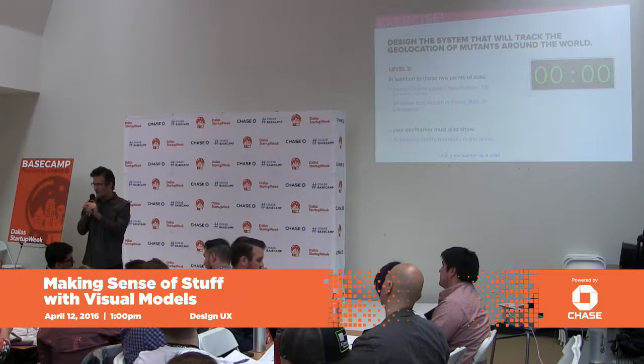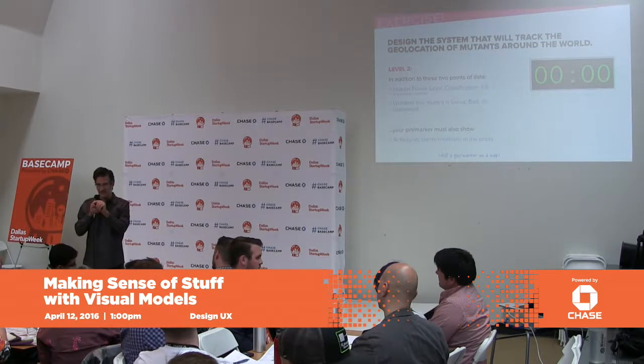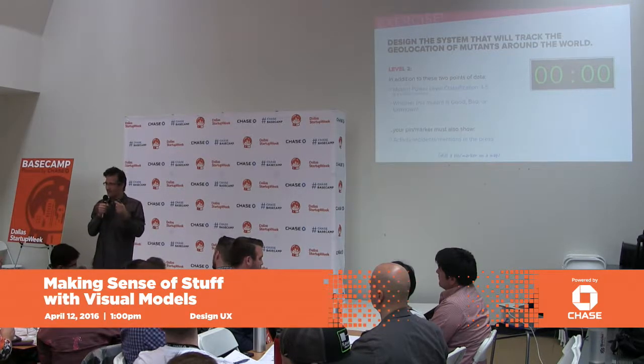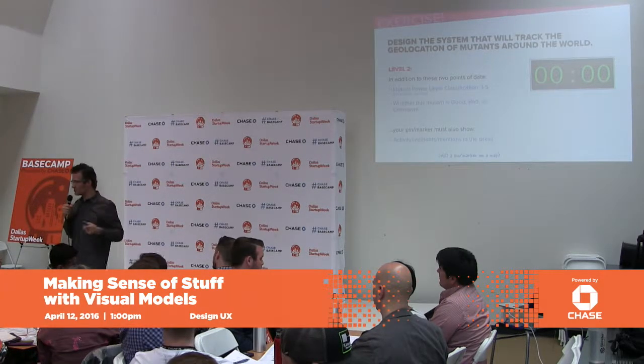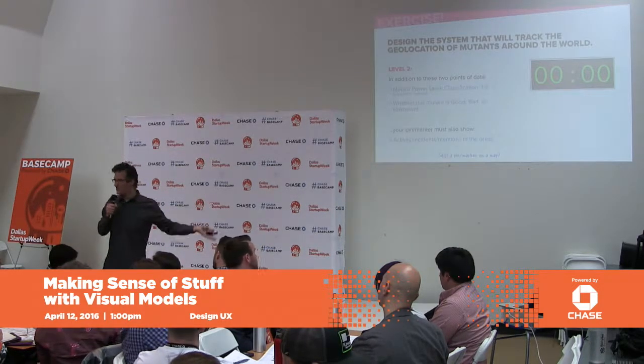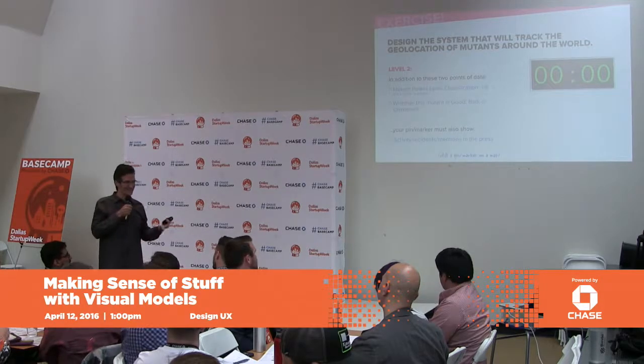So then you run into problems. Do you have 50 pins all overlapping on one city, or do you have to zoom in to actually get that data? The geospatial model just doesn't hold up. Also, 3 points of data, we need more than that. We need more data on these mutants, right?